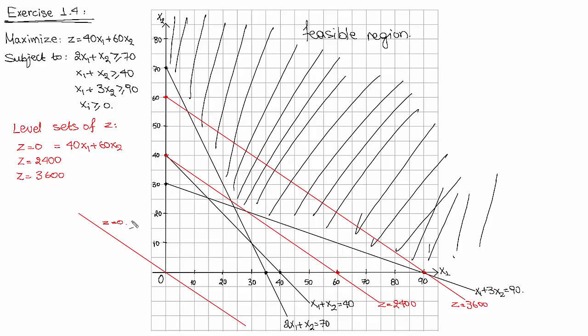We can see now that the level sets never leave the feasible region. Since the feasible region isn't bounded, they keep increasing and they stay inside the feasible region. So in this case, we say that we have arbitrarily large solutions. And this is it.